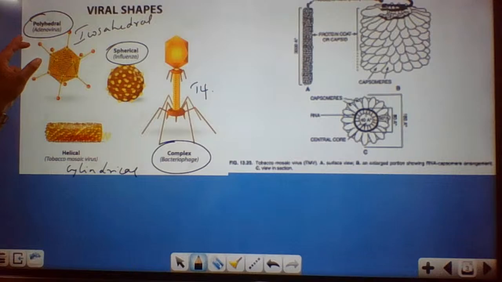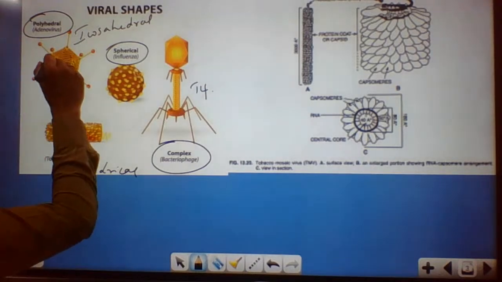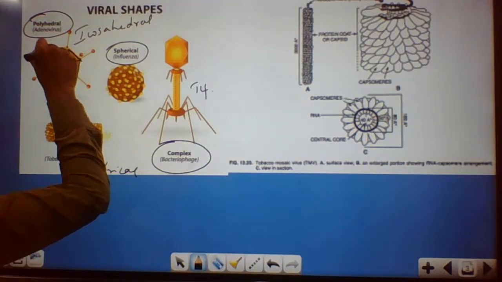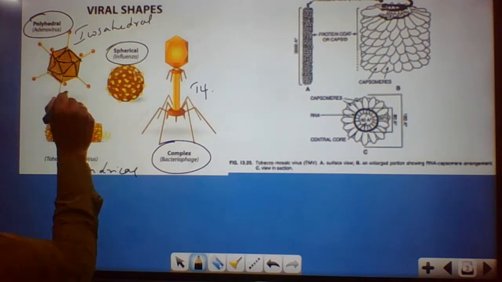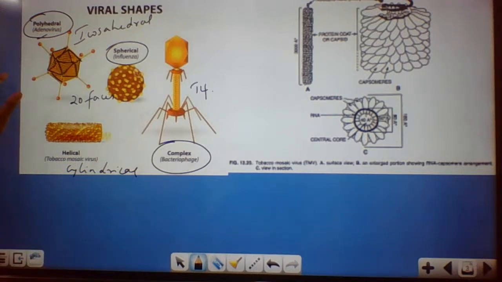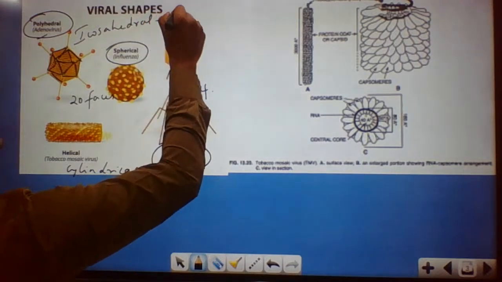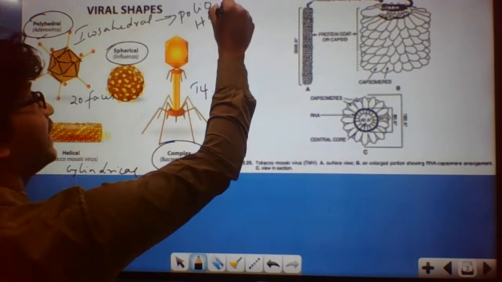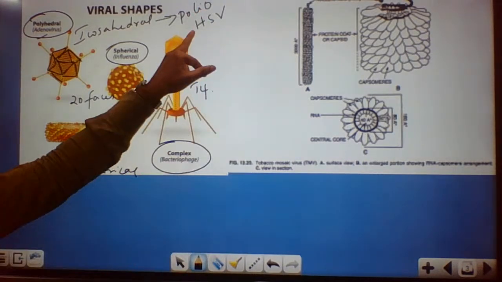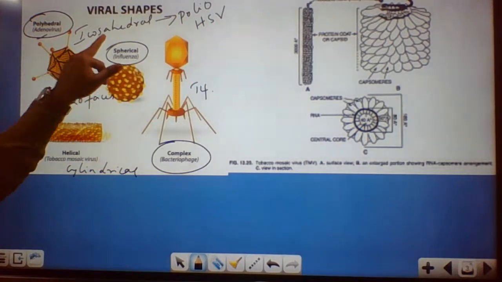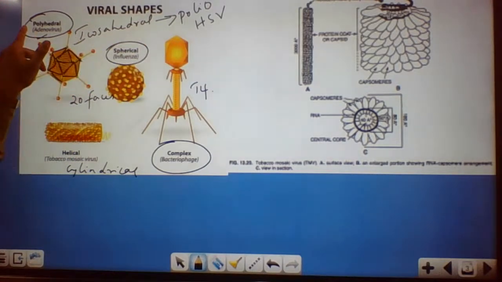Coming to this polyhedral, how many faces could you see? Can you tell me how many faces you could see like this? The polyhedral has 20 faces. Examples: adenovirus, poliovirus, and herpes simplex virus. HSV stands for herpes simplex virus. Herpes simplex virus, poliovirus, adenovirus, all these viruses come under the category of icosahedral or polyhedral shape.